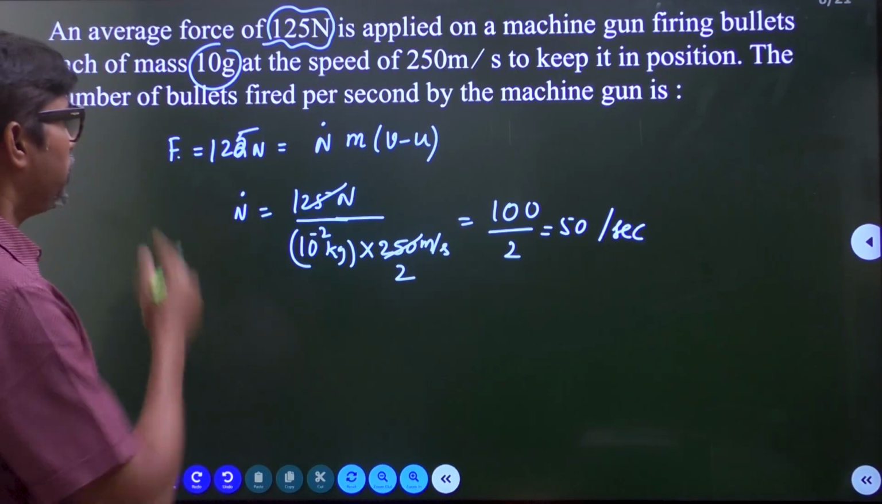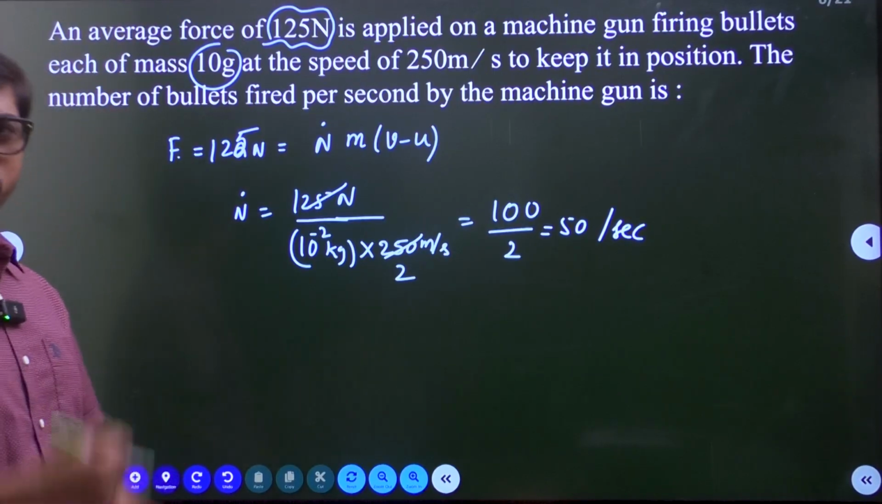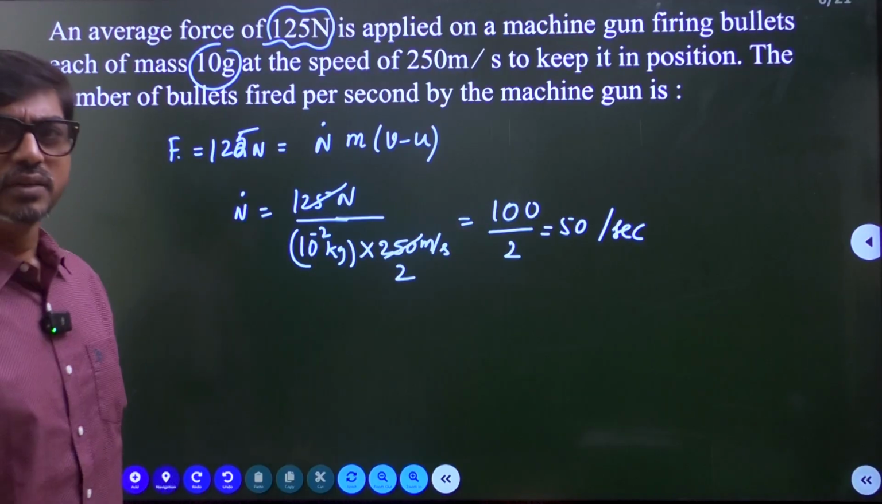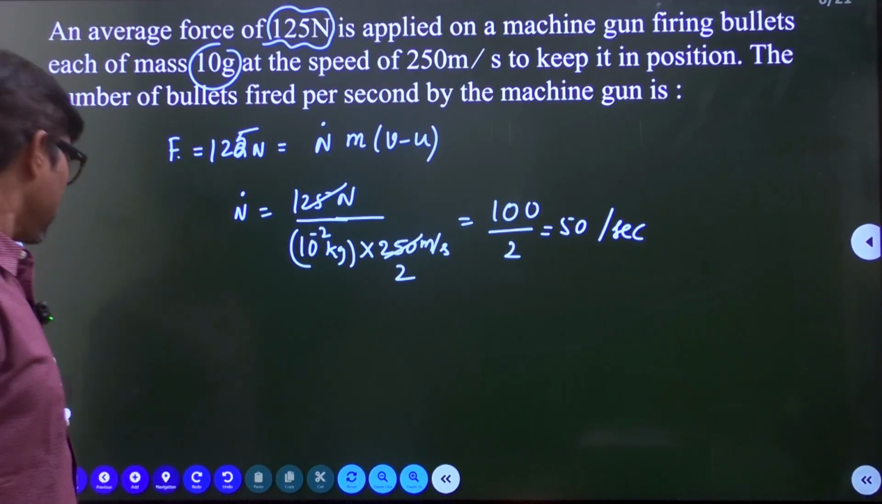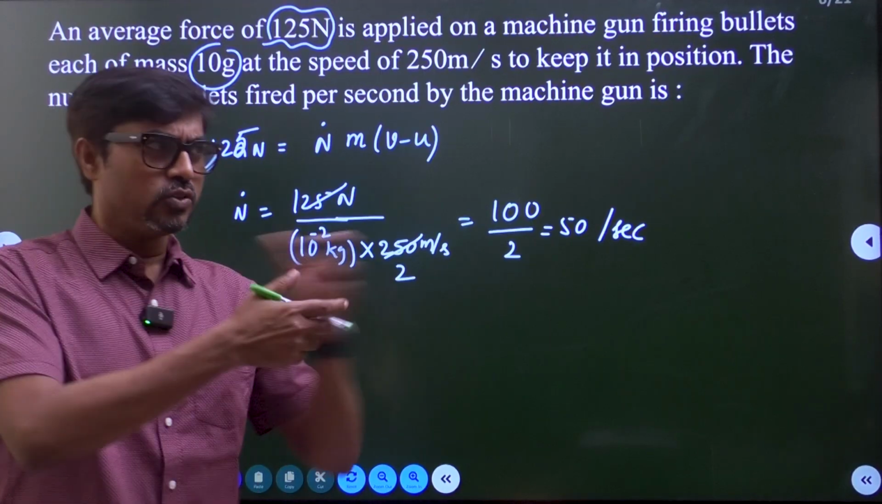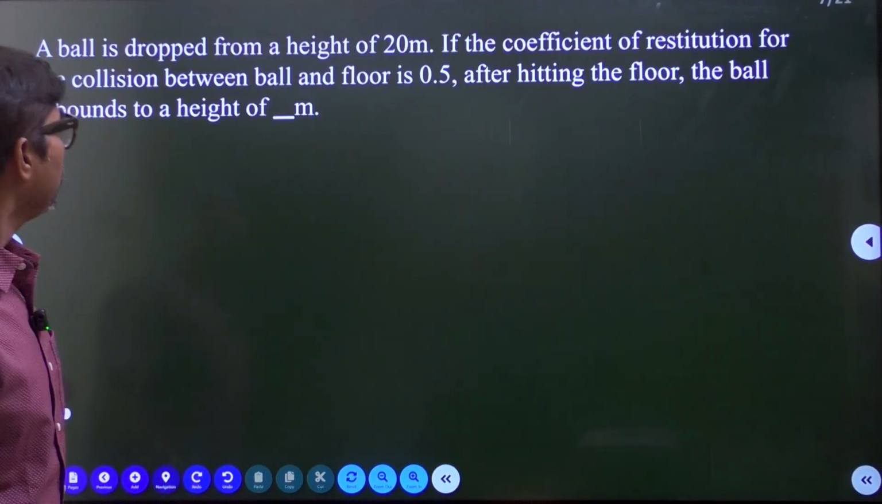So firing at a speed of 250 meter per second requires 125 Newton force. 125 Newton force is quite a lot. It's like a 12.5 kg dumbbell being lifted up. All right, it's a good amount of force there. That's why they generally keep it on the shoulder to hold it, right? That recoiling part. Anyway, let's move on with the next question.